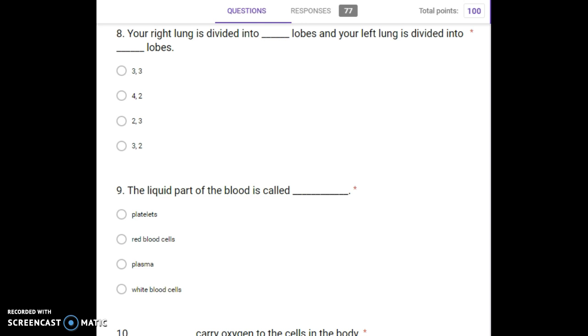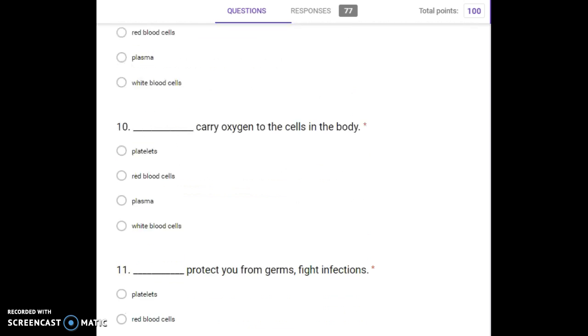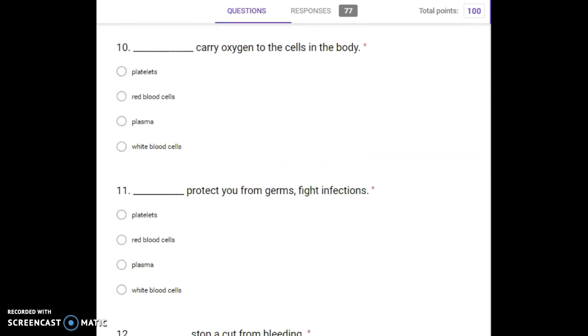Number 9. The liquid part of the blood is called blank. Platelets, red blood cells, plasma, white blood cells. Number 10. Blank carry oxygen to the cells in the body. Platelets, red blood cells, plasma, white blood cells.